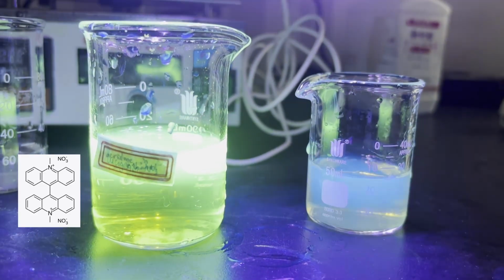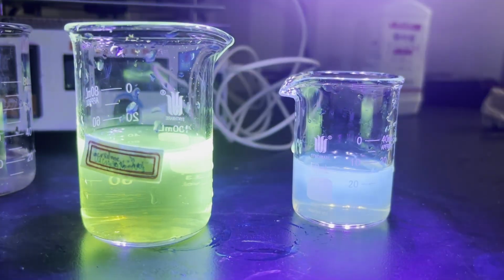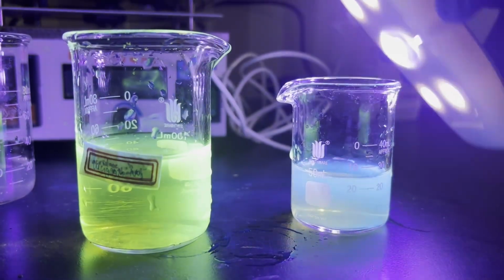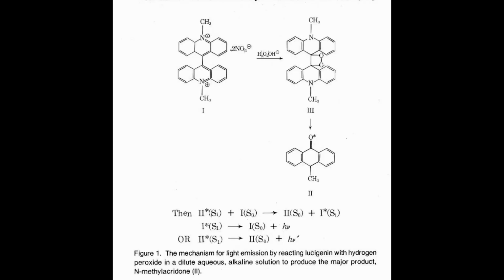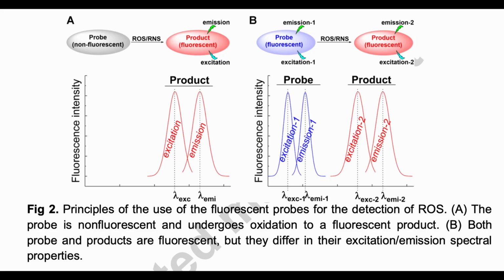Lucigenin is a complex aromatic molecule which emits green-blue fluorescence under UV light. But what makes it especially unique compared to other fluorescent molecules is that its fluorescence can be influenced by many substances in a living organism. For example, superoxide ions produced by cellular respiration react with lucigenin to generate light, while chloride ions can quench its fluorescence.